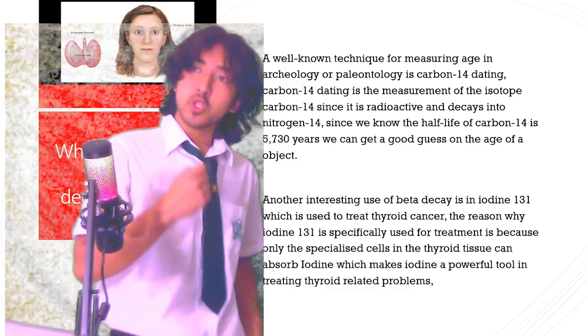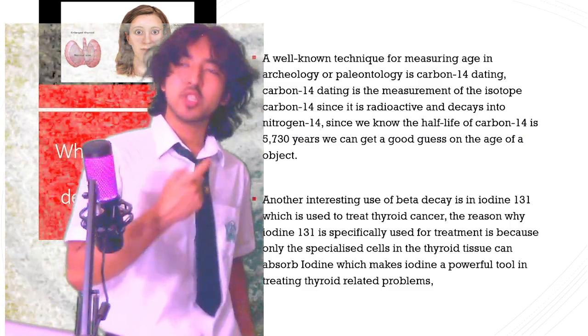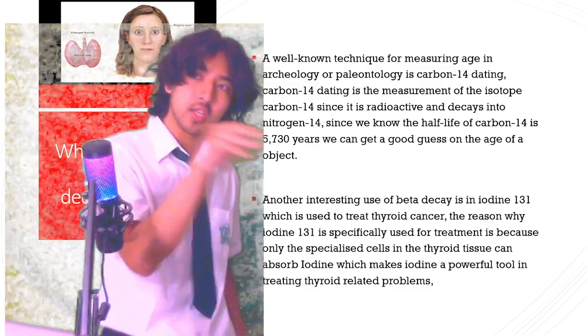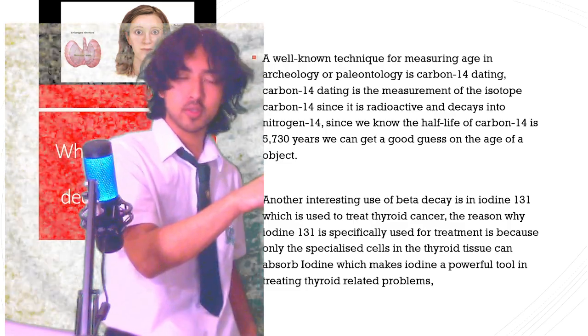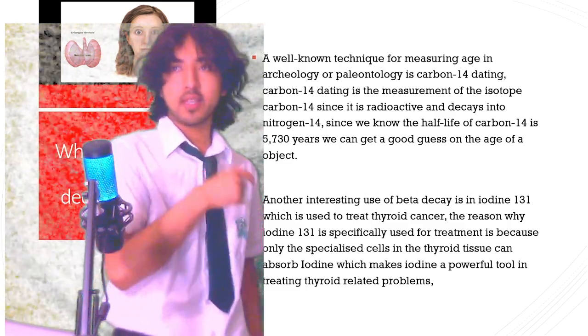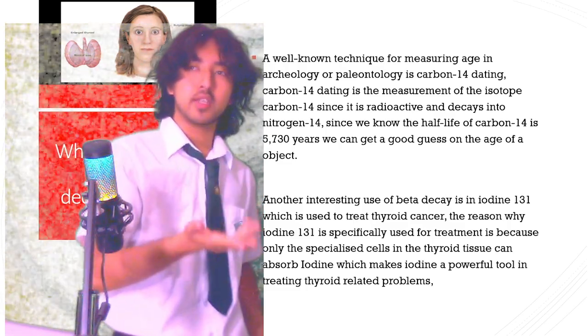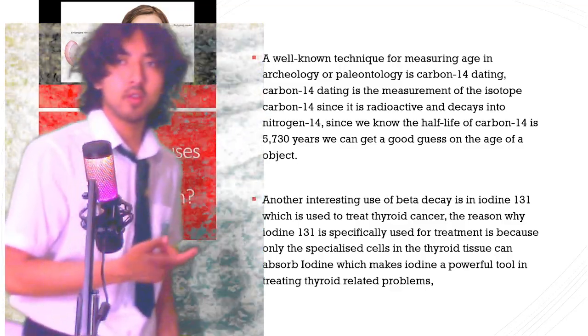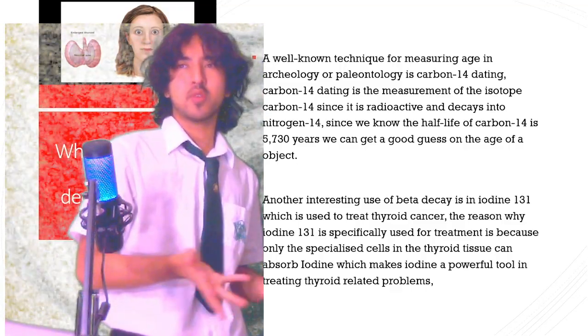This is very useful. It's like having a precision missile. It goes directly to the thyroid cells. So if you have thyroid cancer and want the thyroid removed, the iodine specifically targets the thyroid, killing it, killing pretty much all the thyroid cells.